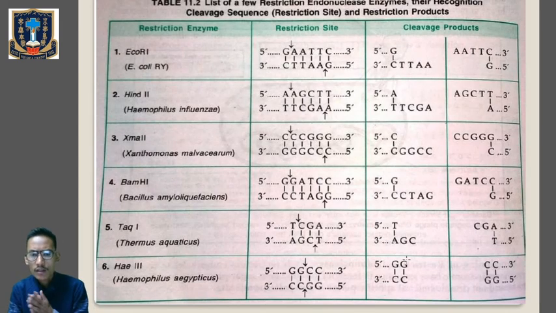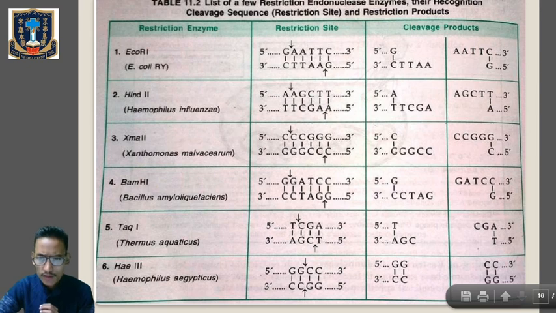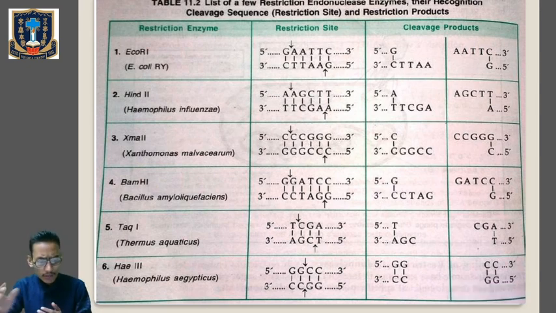Now in the book, go to page number 584. You will find Table 11.2, where you will find the list of a few restriction endonuclease enzymes, the recognition cleavage sequence, and the restriction products. Okay, so you will find it on page number 584. So EcoR1 has the restriction site GAATTC. So it's mainly a complementary palindromic sequence. Okay, and can you remember the cleavage products, the sticky ends which are produced?